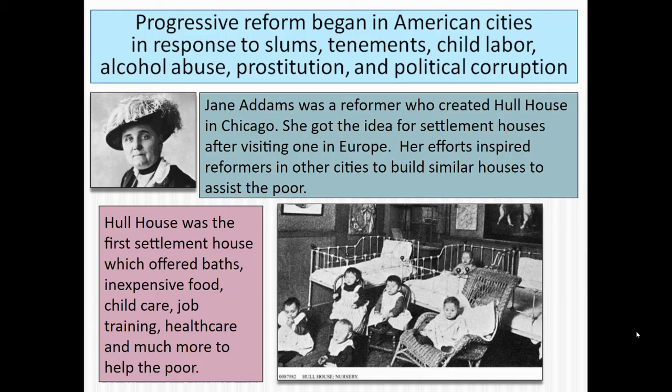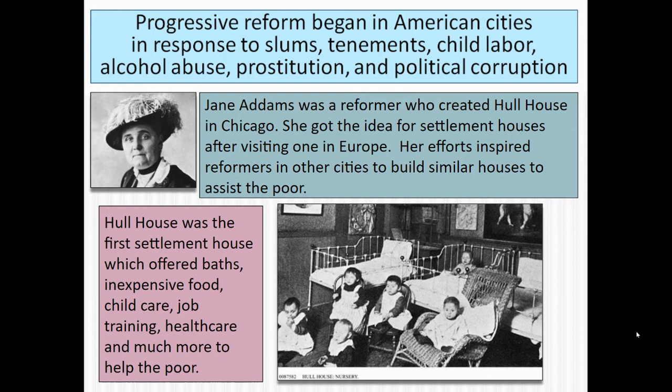And another woman that goes about doing progressive reforms is Jane Addams, and she created Hull House in Chicago. She got the idea for settlement houses after visiting one in Europe, and her efforts inspired other reformers in other cities to build similar houses that assisted the poor. Hull House was the first settlement house. It offered baths, inexpensive food, childcare, job training, healthcare, and so much more to help the poor. And it could even be a place like a community center where people could have wedding receptions and do different things. And so, one of the ways that they tried to really help was that.